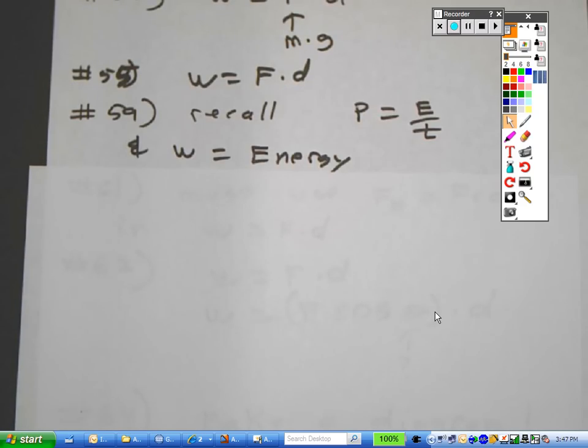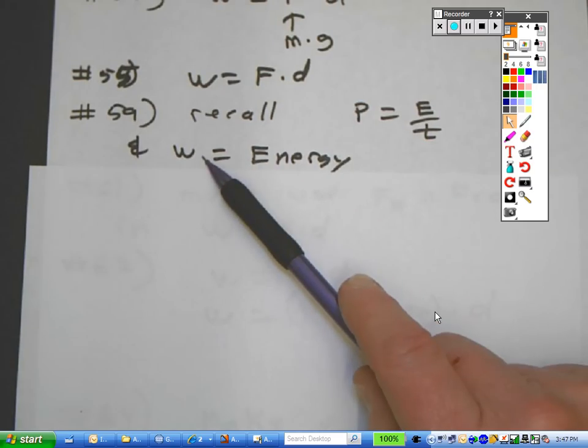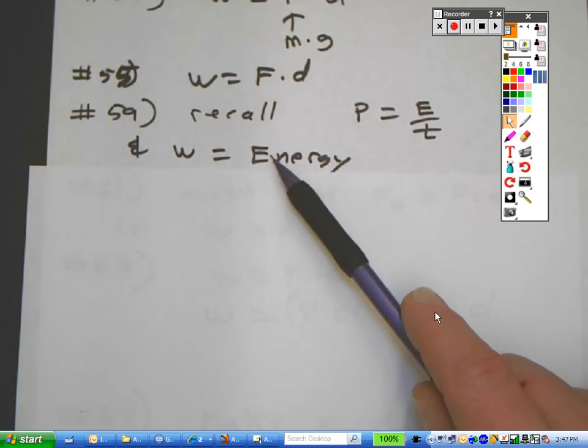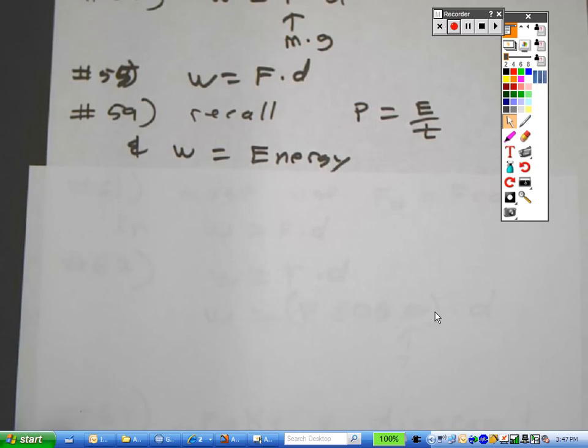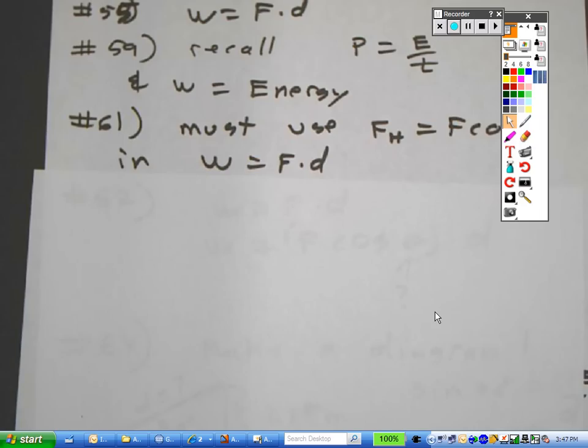Problem number 59. Recall, the power is the energy divided by the time. And remember, work and energy are the same thing. So if you find the work done, that's the same as the energy for the power formula. That's number 59. Well, let's jump ahead to number 61.